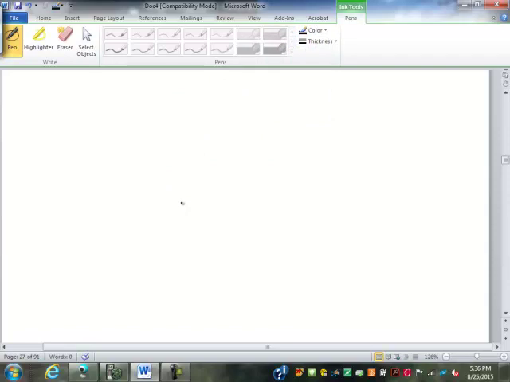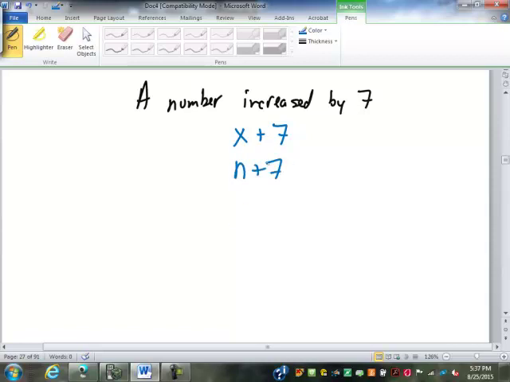One of the most difficult things in math, and when we bring in the variables, I think it's probably the most difficult thing for quite a while, is taking a situation or taking words and putting them into mathematical symbols. We have something like a number increased by 7. How would we put that into mathematical symbols? X plus 7, n plus 7, whatever letter we wanted to use for that unknown number, right? However we wanted to write it.